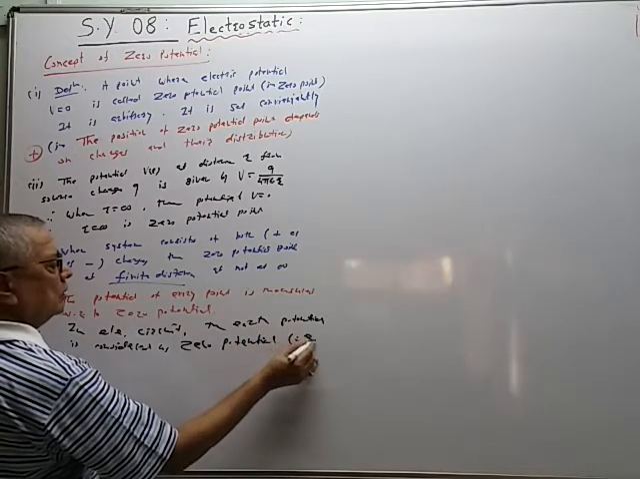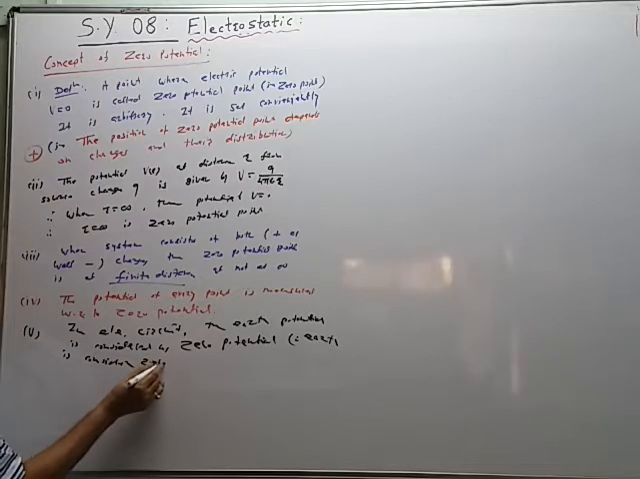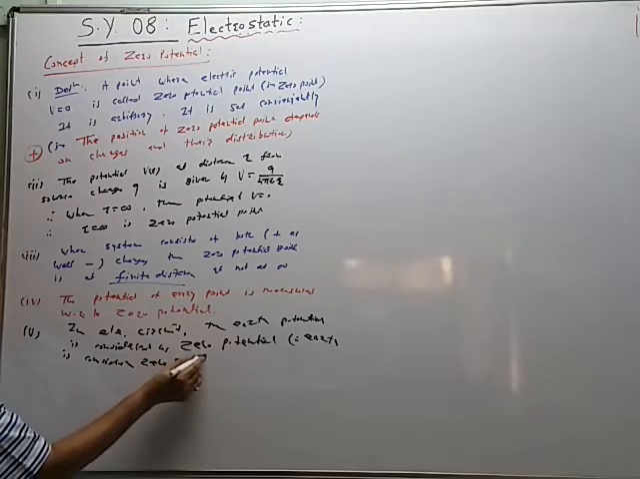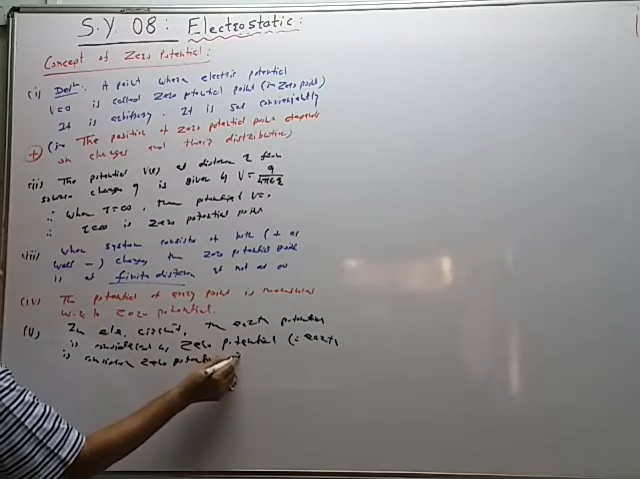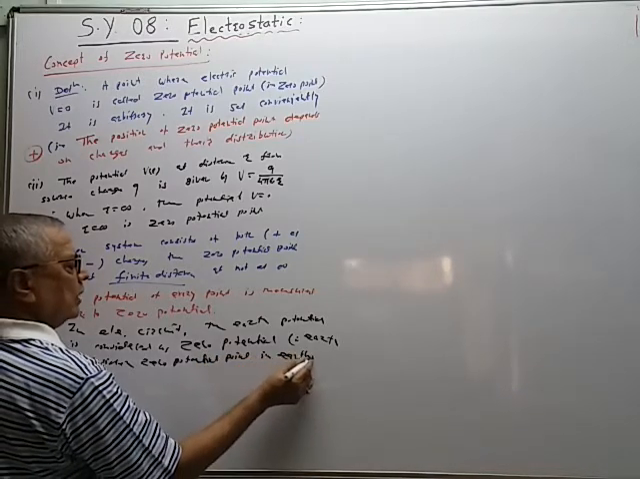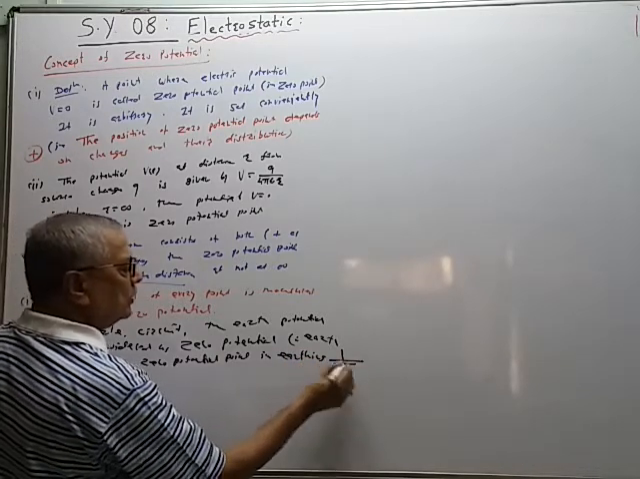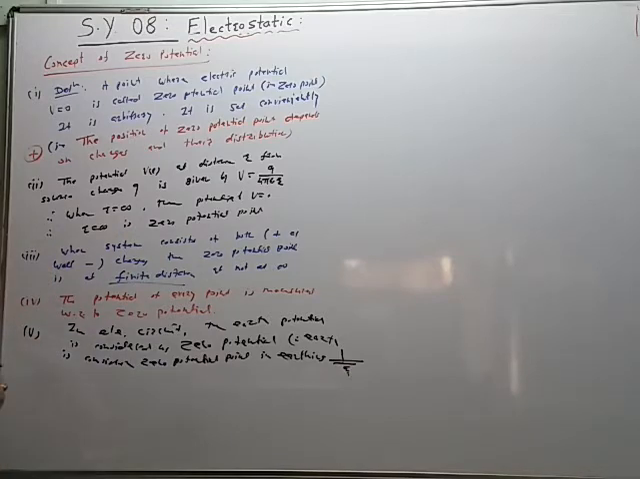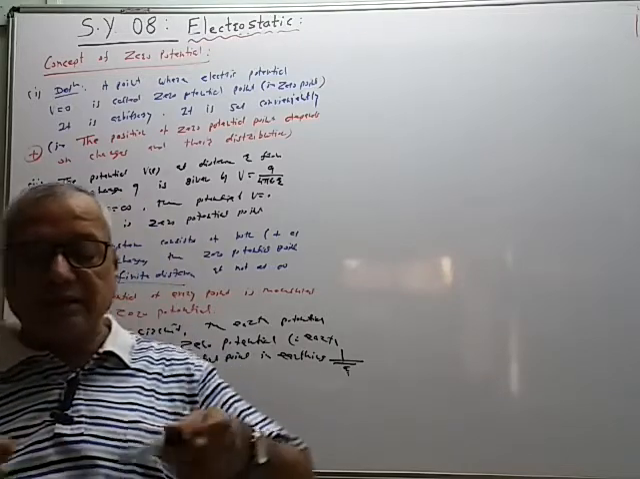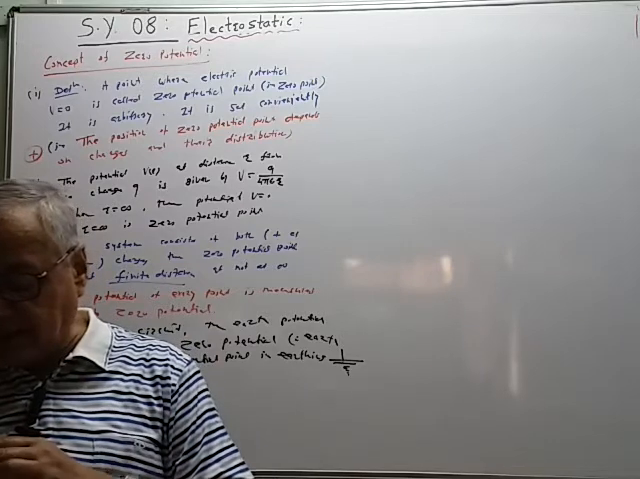Therefore, earth is considered as zero potential point. That is called earthing. आपण त्याला earthing म्हणतो. It is shown like this. So earth surface is considered at zero potential, and therefore it is considered as a reference point.